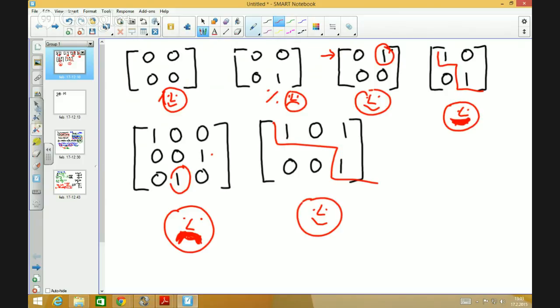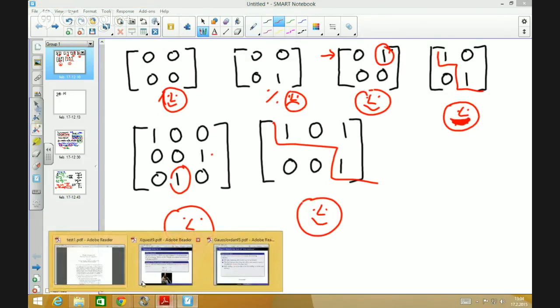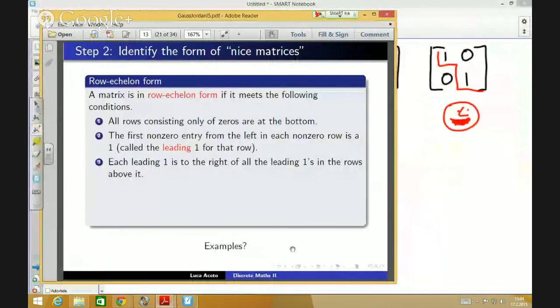The leading digit, the question is, does the leading digit have to be 1? Yes. Absolutely, because you can always make it a 1. You can always make it a 1 by multiplying appropriately that row.